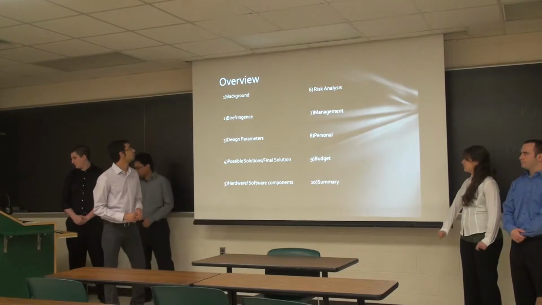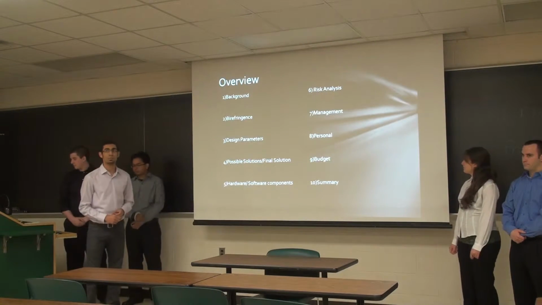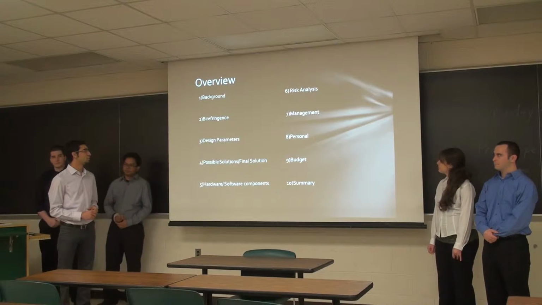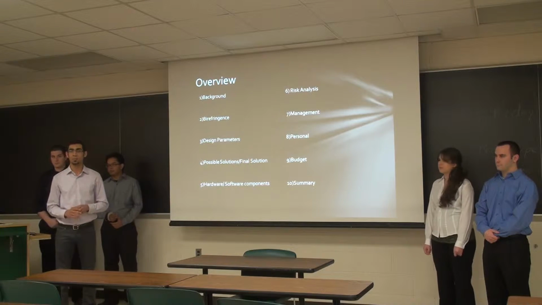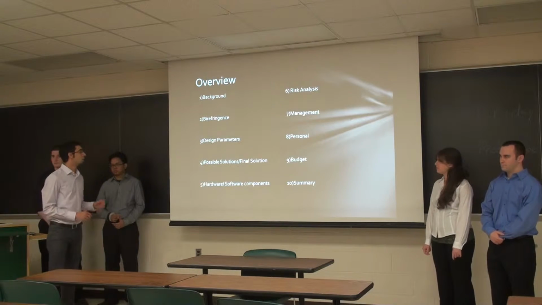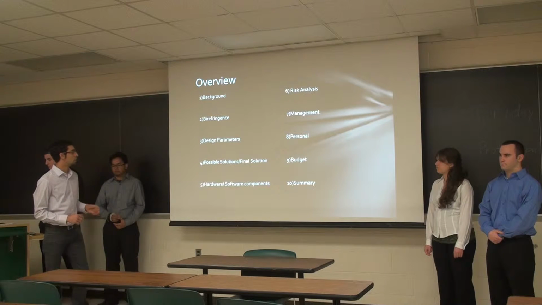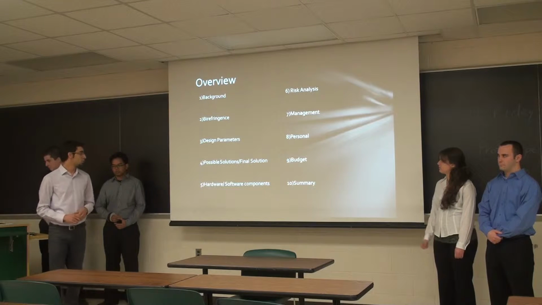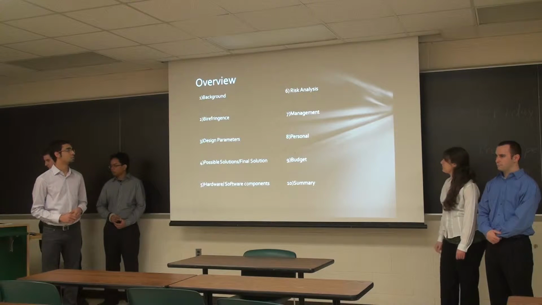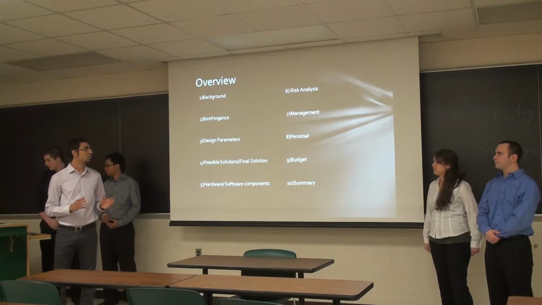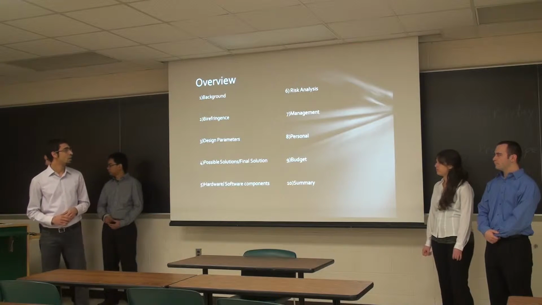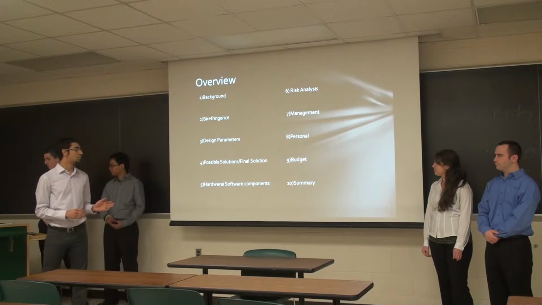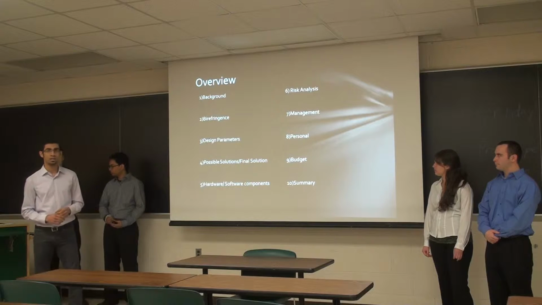Here's an overview of what we're going to be talking about today. First, we're going to start with a background about our sponsor. Then we're going to talk about birefringence, which is a method of measuring the optical quality of diamond. We're going to talk about some design parameters, possible design solutions, and the final solution that we picked, hardware and software components, some risk analysis in the team, time management of the project, personal responsibilities of each team member, and then we're going to talk about the budget of our design, and then we're going to end with a summary.